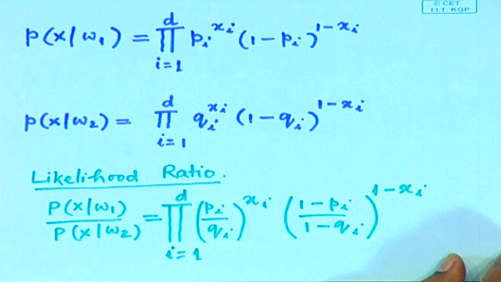Xi is a single component, it is a scalar. The capital X is the vector, having d number of components. But the value of i will vary from 1 to d.